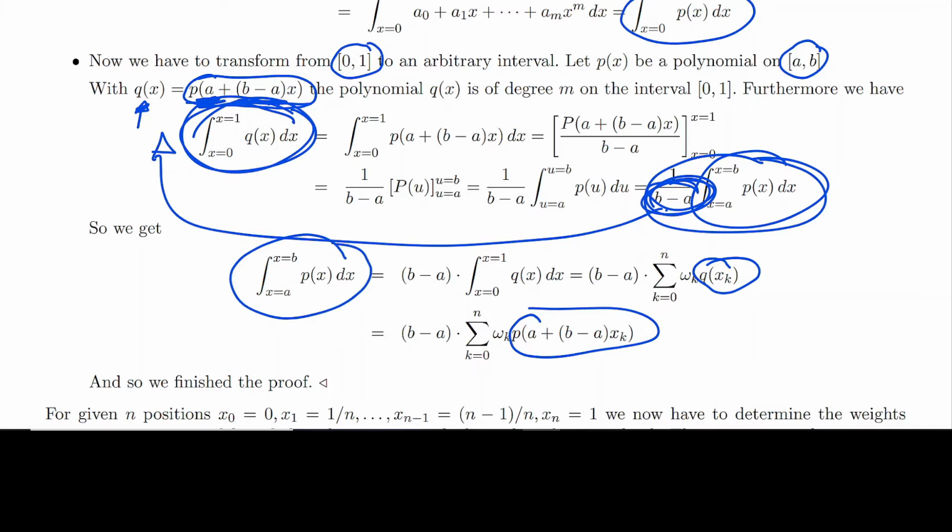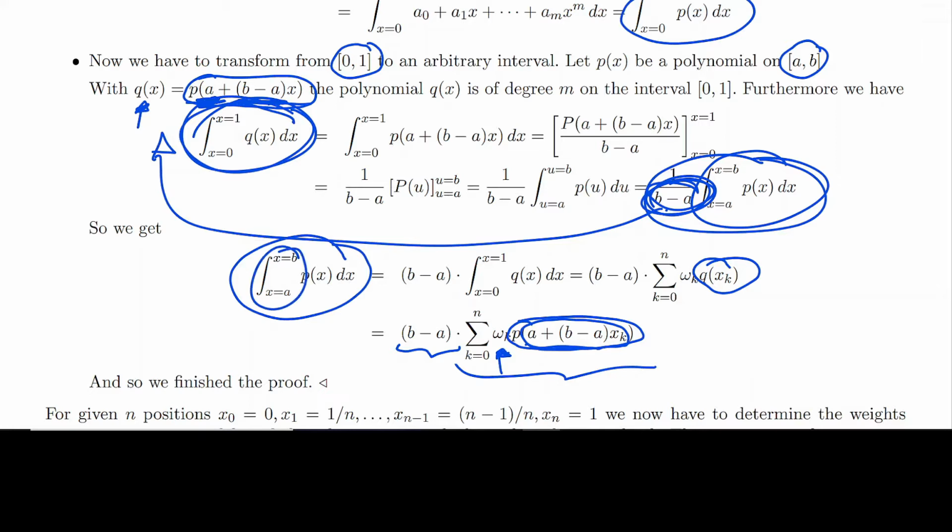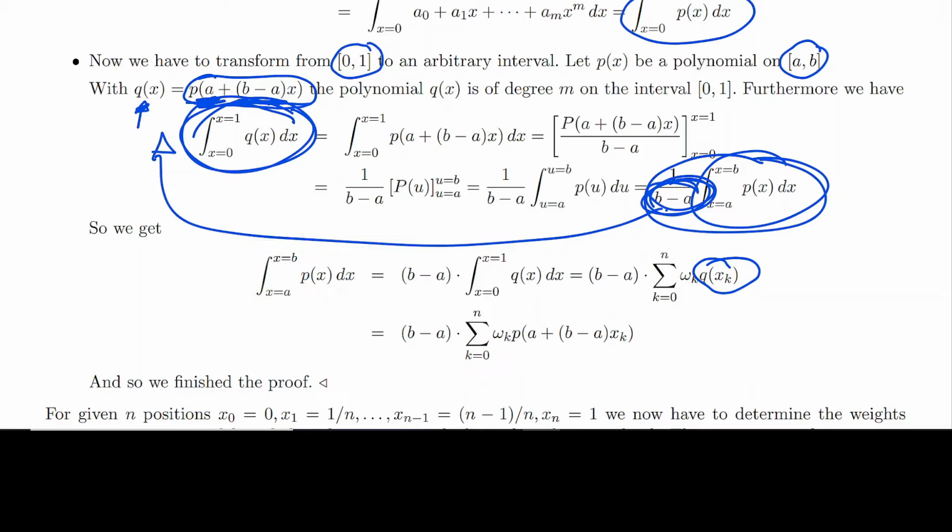We can integrate every polynomial of degree m, and we can integrate by evaluating this polynomial at some positions, these positions here, and then multiplying with some weights, summing these values, and then adjust by the length of the integration interval. And that's what we wanted to prove. That's what the theorem stated. The proof is done.